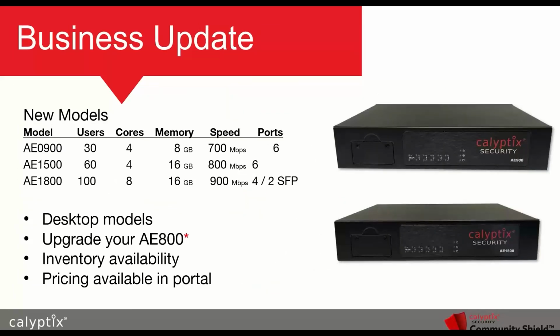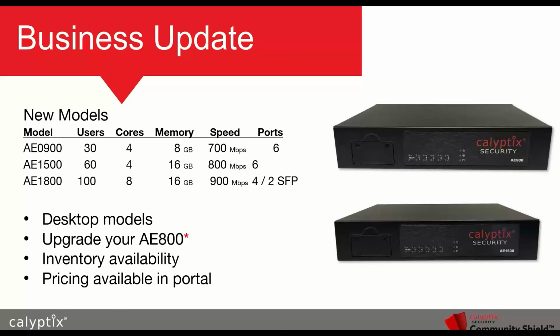The reason we want you to do that is because it's time to upgrade the hardware on these systems. You'll see the amount of memory and the processing power of these new units is substantially increased, as well as the speed. I'd point out that the 1800 has 2 SFP slots. So if you want to go fiber, you can add your modules, and it's really a tremendous value for those units in terms of speed and performance.